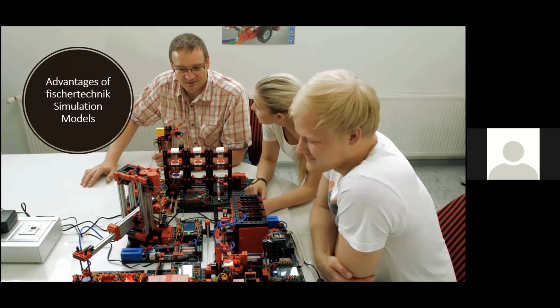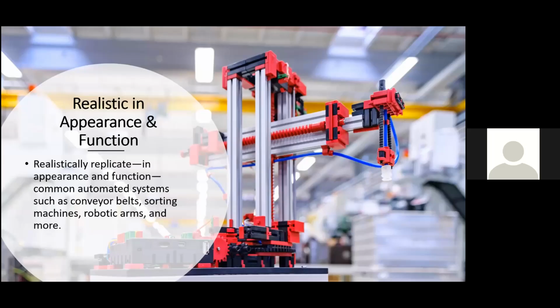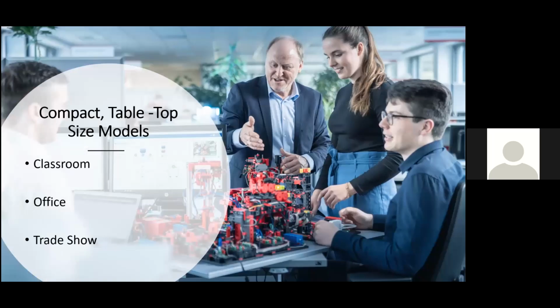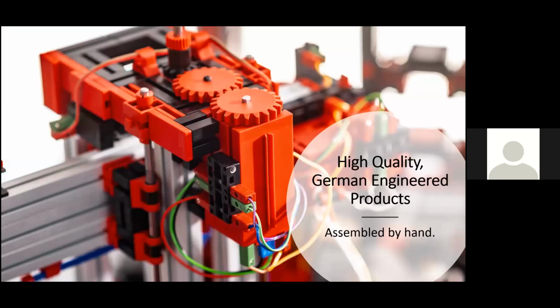Now, this can be for understanding how automated systems work, or for having a tangible physical system to observe and work with in the programming of the PLC-focused learning environment. The models, once again, are designed to realistically replicate, in both appearance and in function, common automated systems such as conveyor belts, sorting machines, robotic arms, and many more. Because the models are compact, and in most cases tabletop size, they are not only ideal for use in the classroom or in office demonstrations, but also for demonstrating software or other technology-based offerings in a trade show environment.